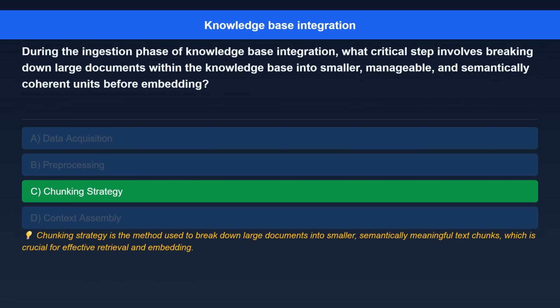The correct answer is chunking strategy. Here's the explanation. Chunking strategy is the method used to break down large documents into smaller, semantically meaningful text chunks, which is crucial for effective retrieval and embedding.